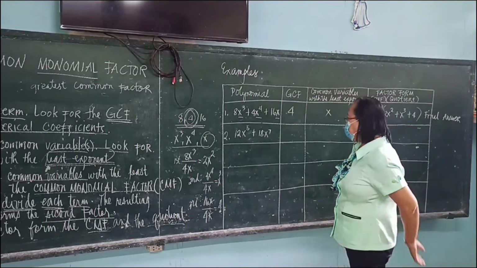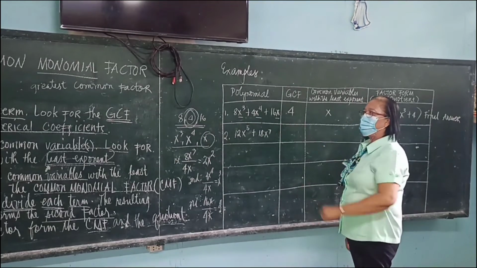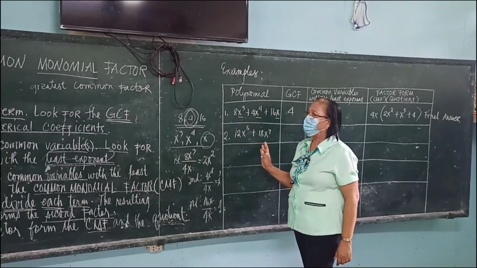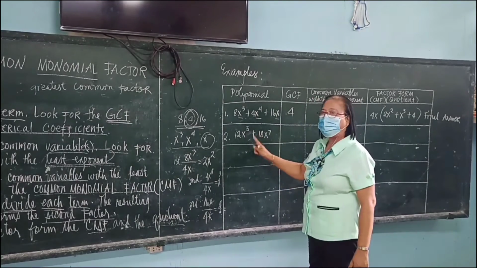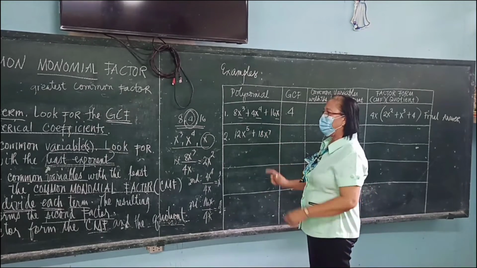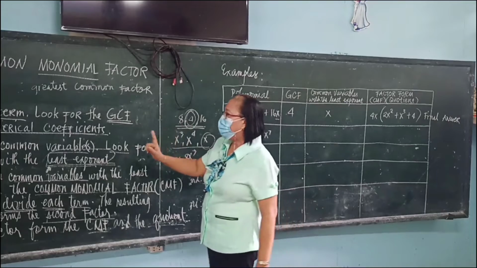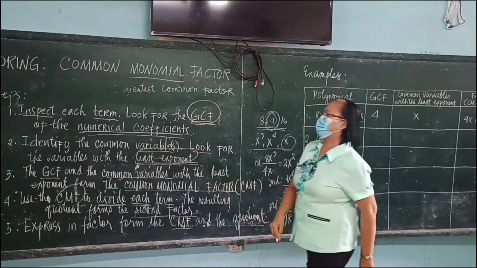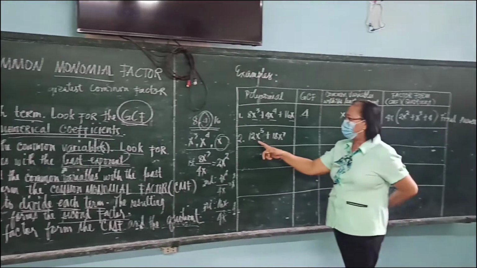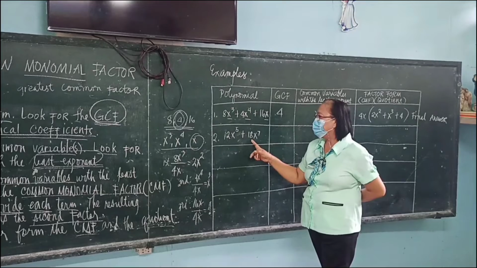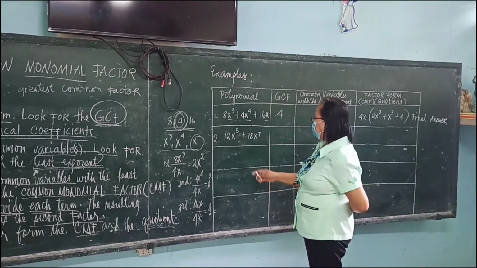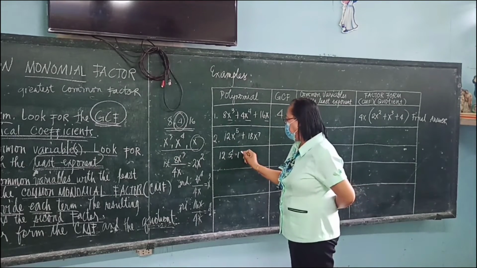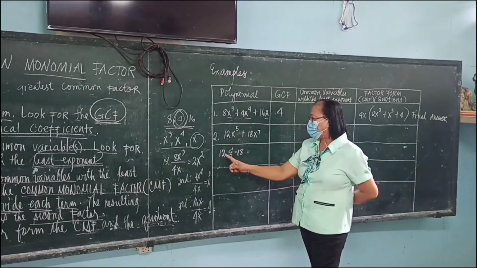Next example, number 2. If you follow the steps there, it is easy for you to simplify, or to factor using the common monomial factor. First, you have to identify or inspect each term. Look for the GCF of the numerical coefficients. What are the numerical coefficients in number 2? We will have 12 and 18.